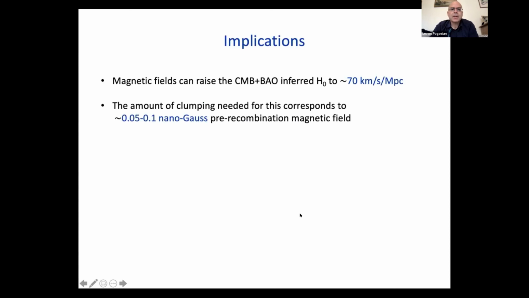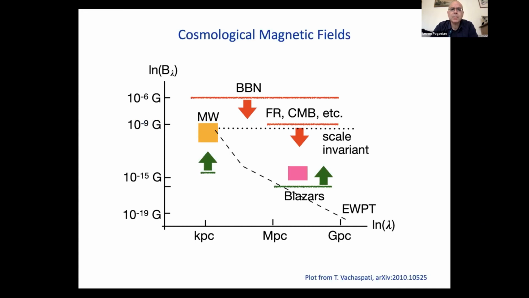Now, the amount of clumping that's required, that number B, corresponds to approximately 0.05 nanogauss in co-moving pre-recombination magnetic field strength. So that's a special number. If you look at all the available constraints on cosmological magnetic fields, on the vertical axis is the magnetic field strength in co-moving units on a particular scale, and the x-axis is the scale. You see there is this golden square, which is the kind of magnetic field strength that satisfies all the constraints and can naturally explain cluster and galactic magnetic fields.